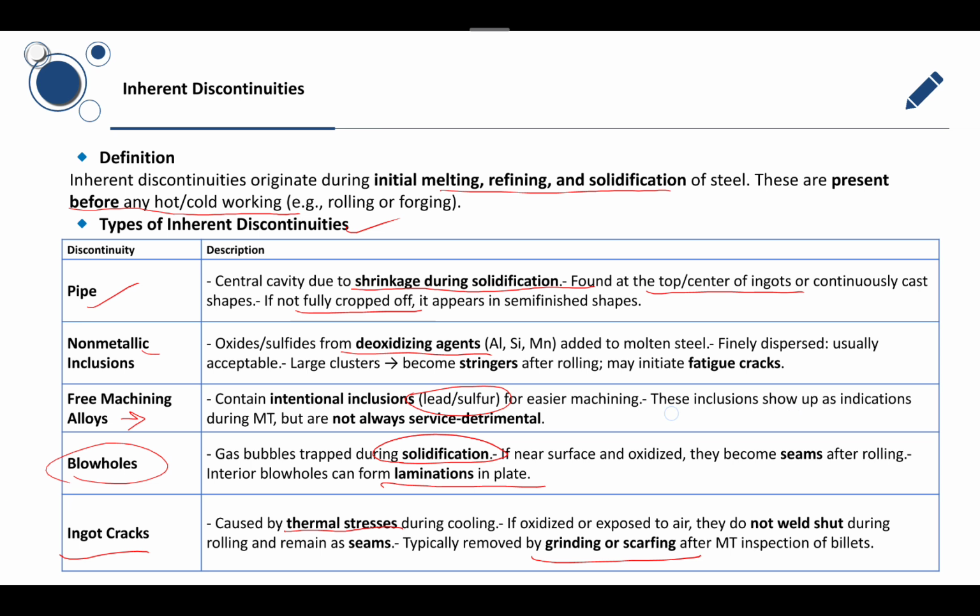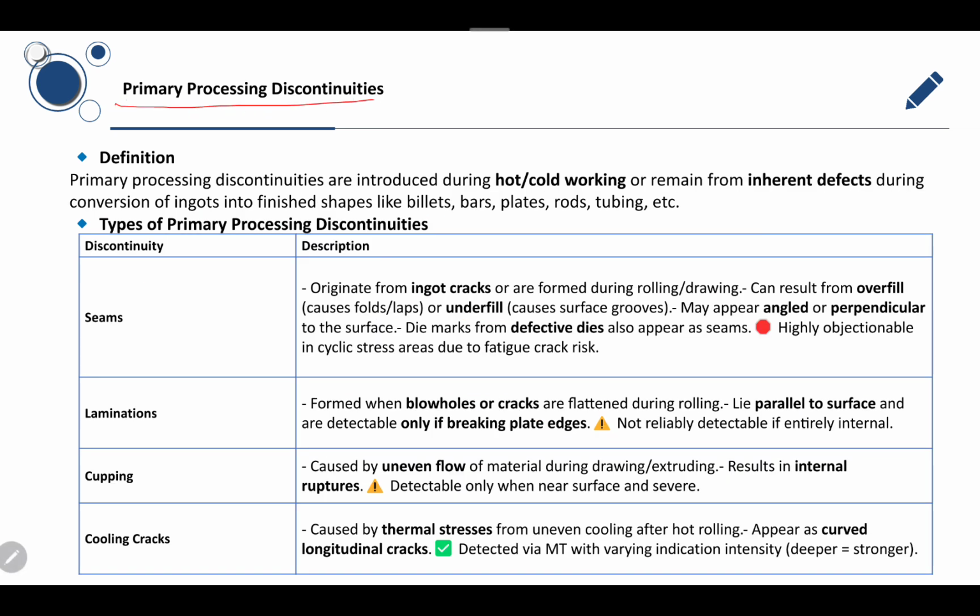Let's move on to the next slide. Primary processing discontinuities. These discontinuities are introduced during hot or cold working, or they are inherent defects that persist as ingots are converted into the final shapes like billets, bars, plates, rods or tubing. Let's look at some examples.